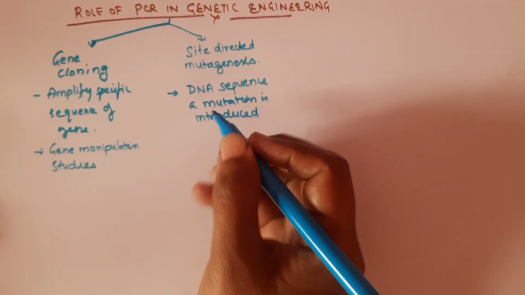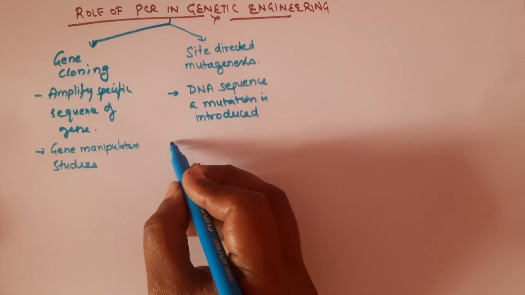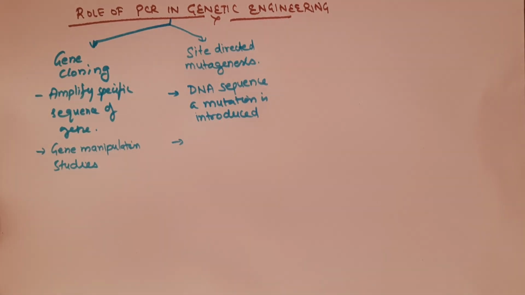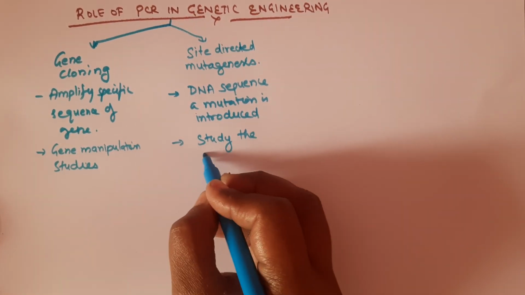at a specific site. Now why is it used, what is the benefit of site-directed mutagenesis? It allows the researcher to study the effect of the mutation.